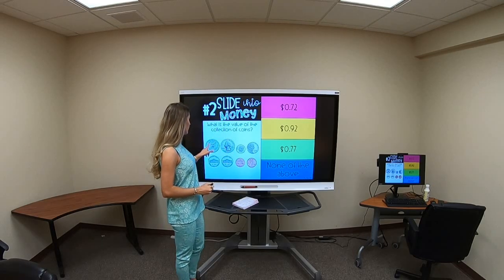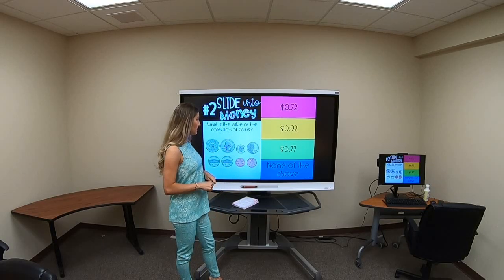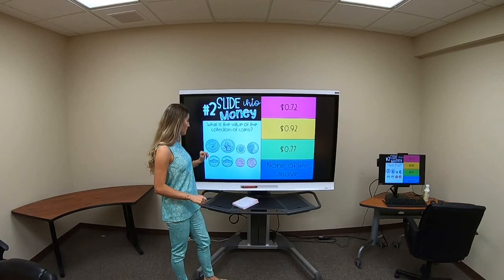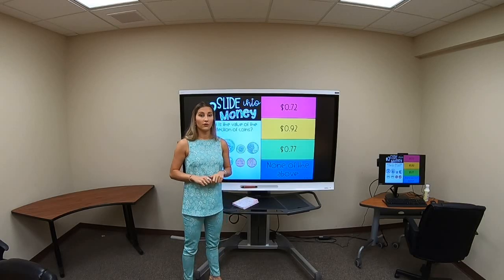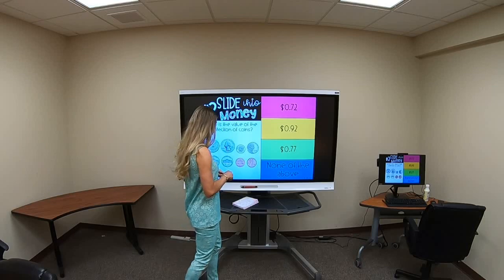So we have 25 plus 25, 50. Then we've got a dime, 60. Then we've got nickels, 65, 70, 75, 76, and 77. So your answer is going to be that green side, 77. Okay?